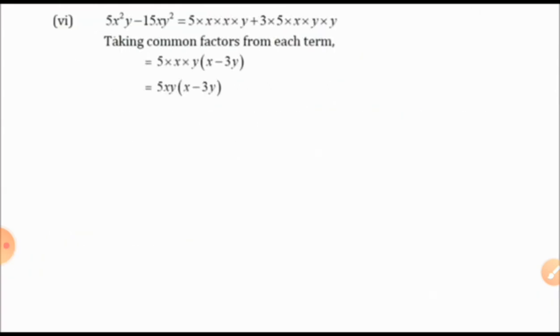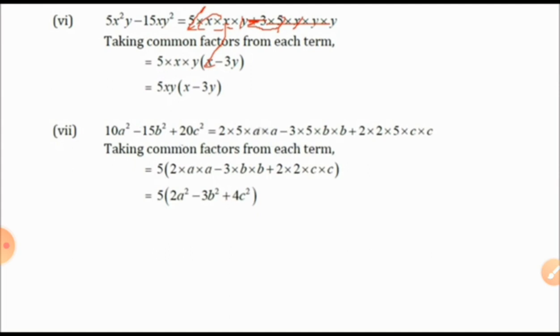Okay, correct. Now the sixth one, 5x square y minus 15x square y square x y square. The common ones are 5, then x, then y. So 5xy is the common. From the first term, if we take out 5xy, only x will be left, because x square is given. Same way for xy square, 3 will be there, 5 is a 15 and y is common. Clear?